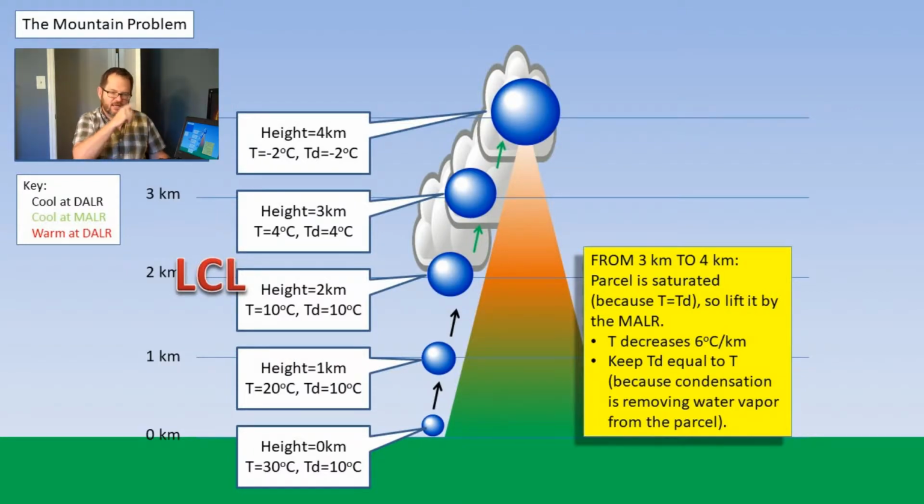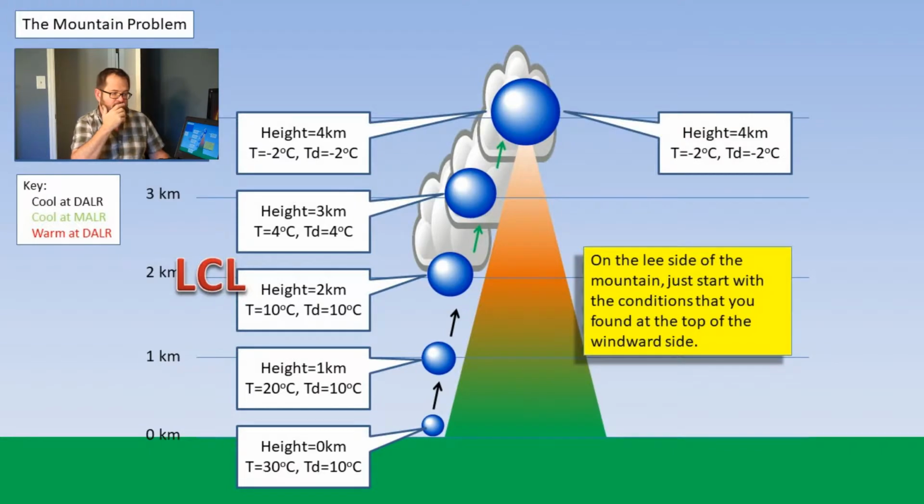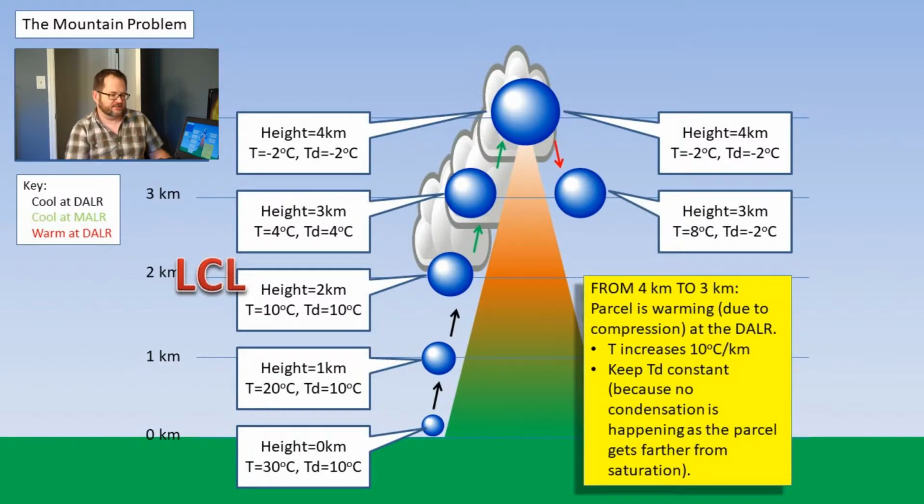Cool. We're halfway done. Now we've got to come down the lee side of the mountain. On the lee side of the mountain, we're going to start with those conditions at the top of the mountain, namely that the temperature is 2 degrees Celsius and the dew point is 2 degrees Celsius. And we're going to start lowering the air parcel down the lee side.